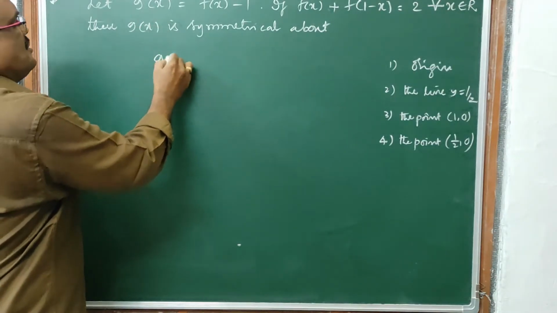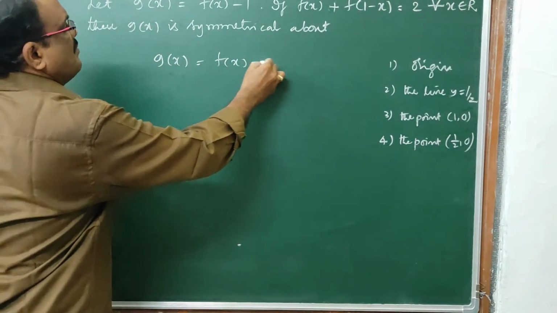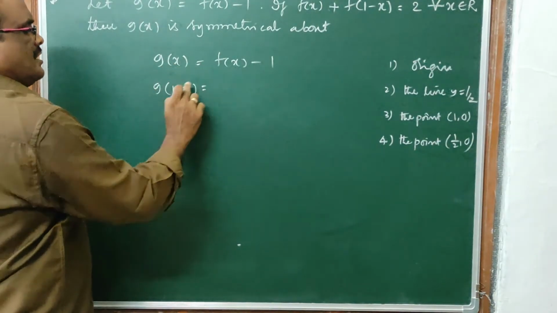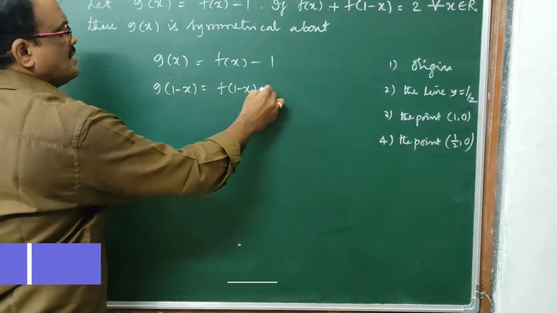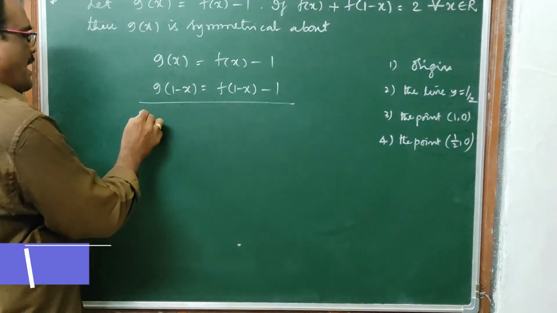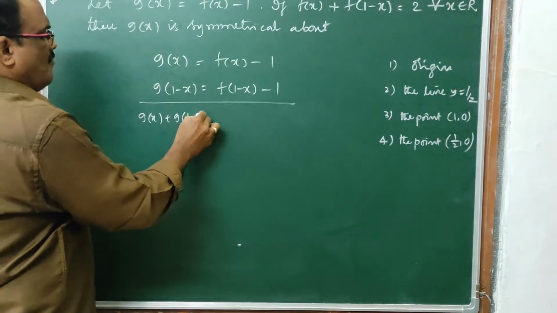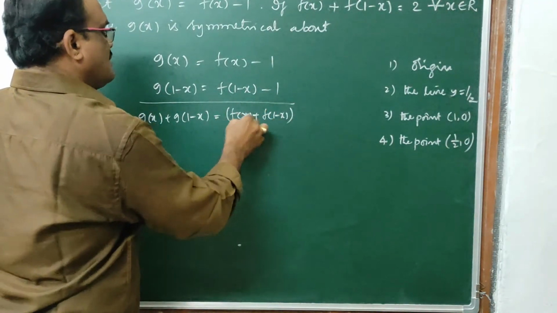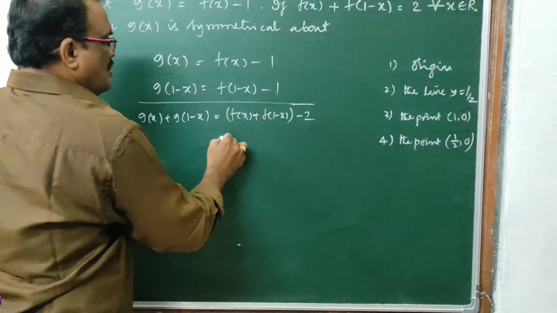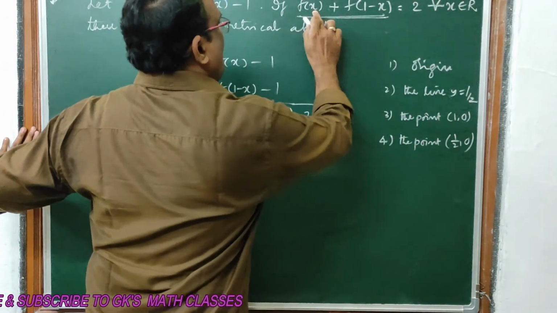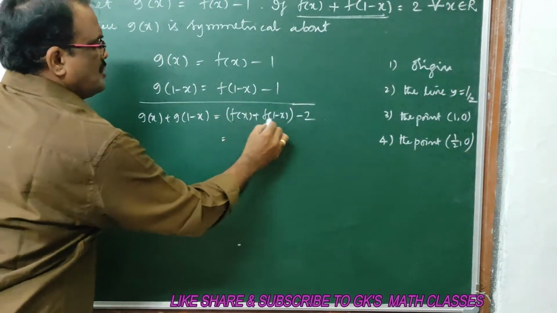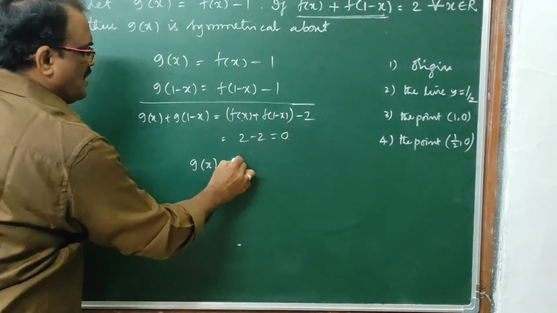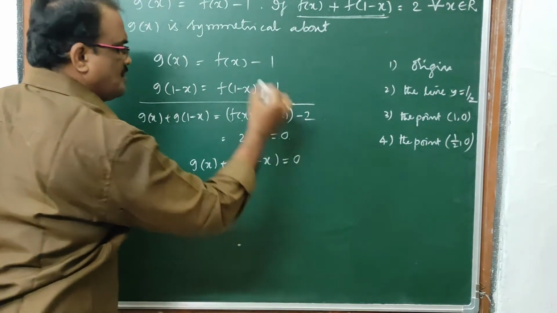Now let us take g of x is equal to f of x minus 1. I take g of 1 minus x. Here x, here x. Here 1 minus x, here 1 minus x minus 1. If we add g of x plus g of 1 minus x is equal to f of x plus f of 1 minus x minus 1, 2. So here it is given f of x plus f of 1 minus x is 2. So instead of this we can put 2. 2 minus 2 is 0. So g of x plus g of 1 minus x is equal to 0.